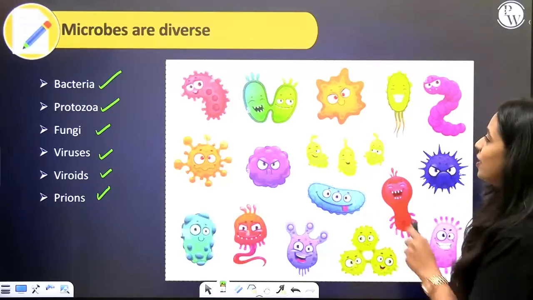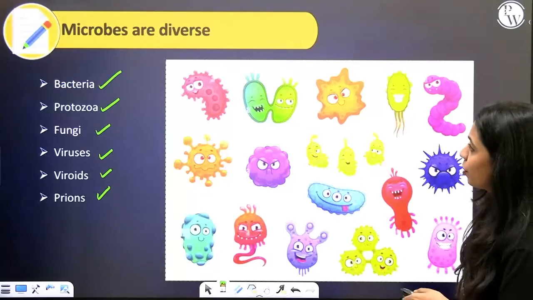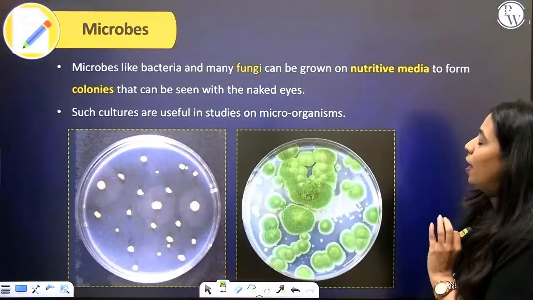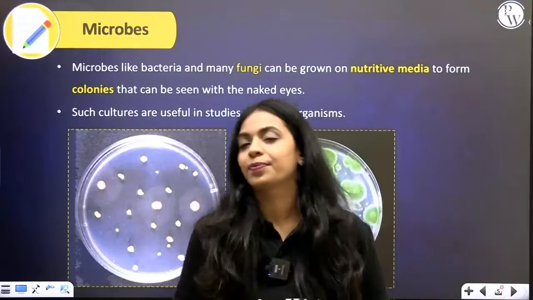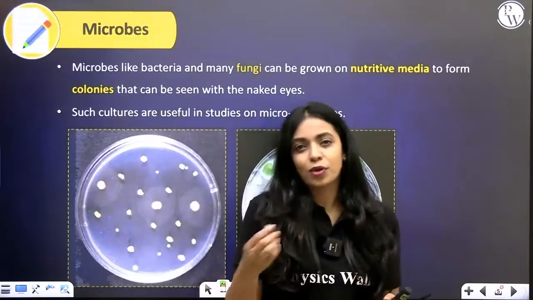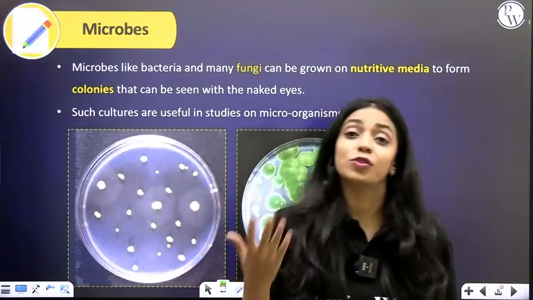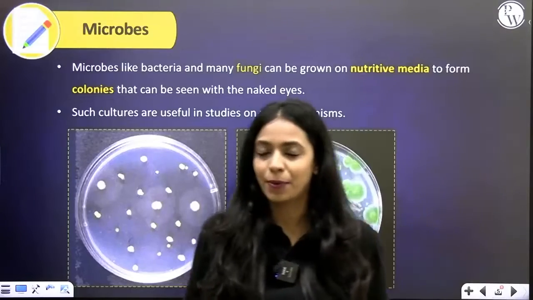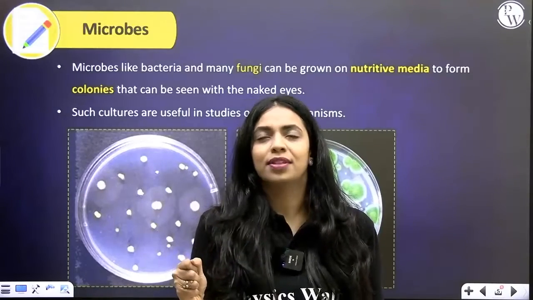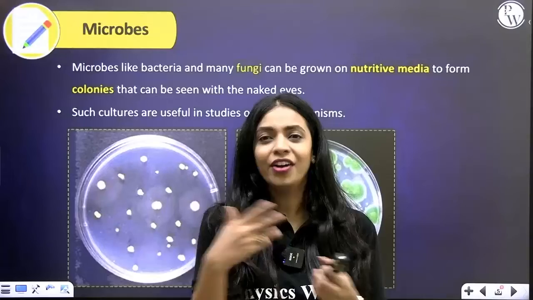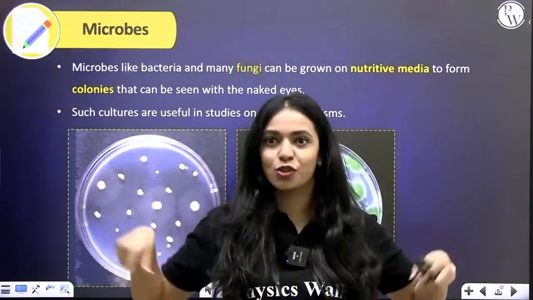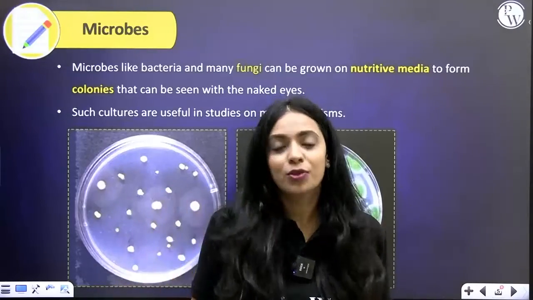All right, now let's move on and talk about how microbes are studied. I already said that microbes are too tiny to be visible to your naked eye, but if you have to study them, you have to grow them in the lab, right? You know how there are at least 100 different types of microbes in this room I'm in right now. I'm not able to see them.